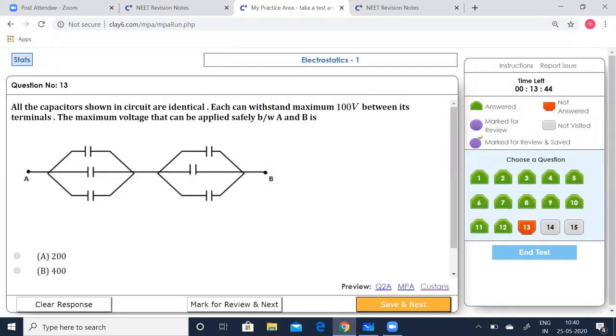All the capacitors shown in the circuit are identical. All the 6 capacitors are identical, he says. Each can withstand maximum 100 volts between its terminals. What is the maximum voltage that can be applied safely between A and B?